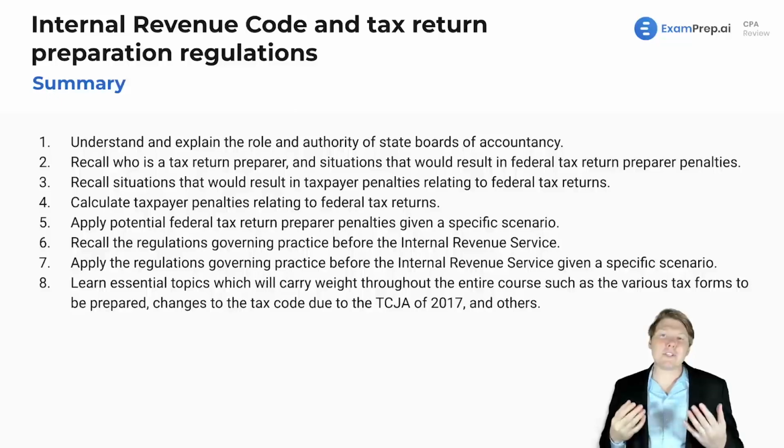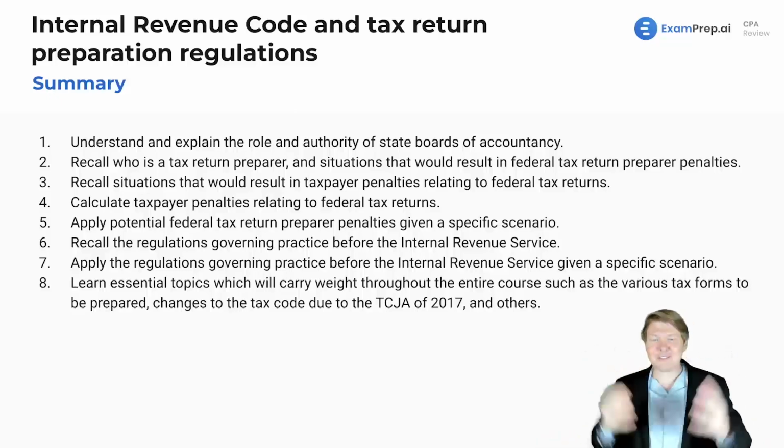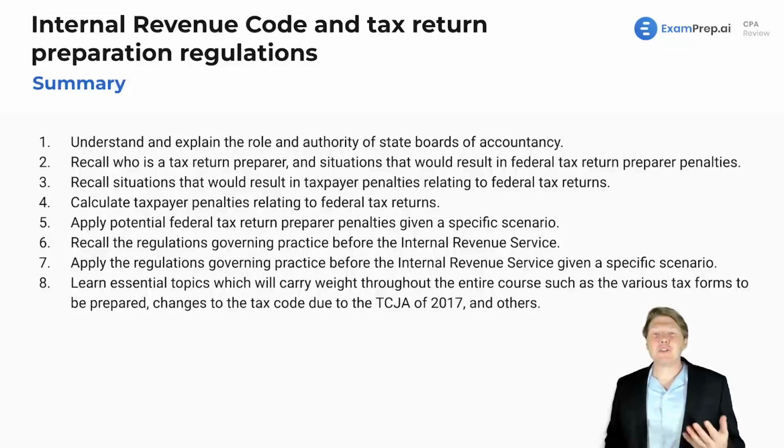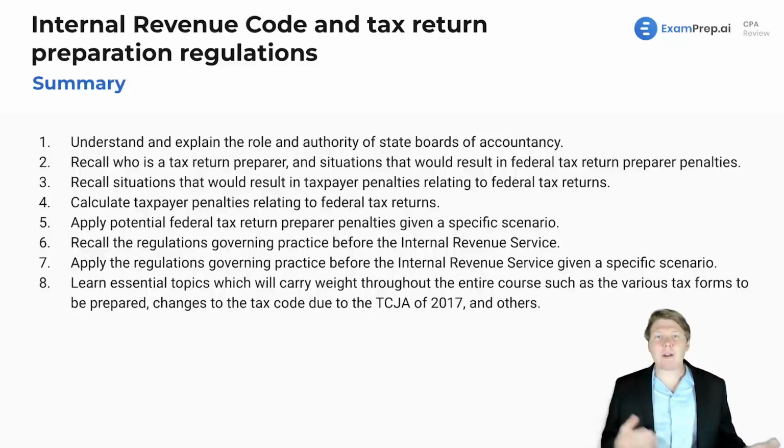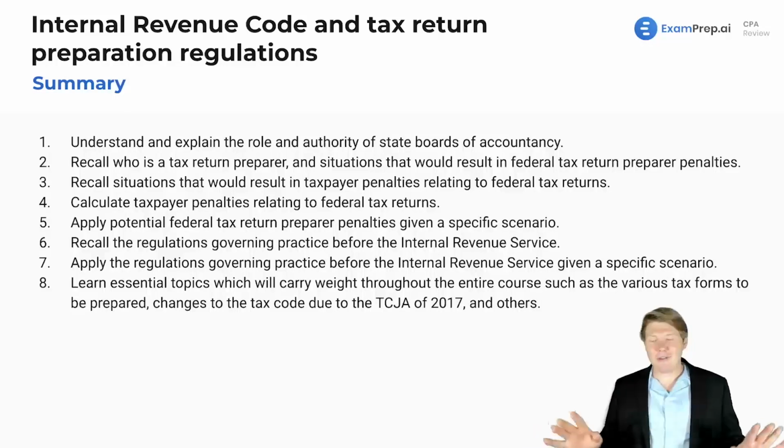And talk about situations in which there will be penalties for these preparers. Very sad. Sometimes we do have penalties. We also want to recall situations that would result in taxpayer penalties. That's going to be throughout. We got a few lessons, and some of them are going to cover those points. Tax preparer, taxpayer penalties. Unfortunately, we do have penalties in life. If I made the rules, and I know you wish I could, there'd be no penalties, right? We'd have a nice, perfect utopia.